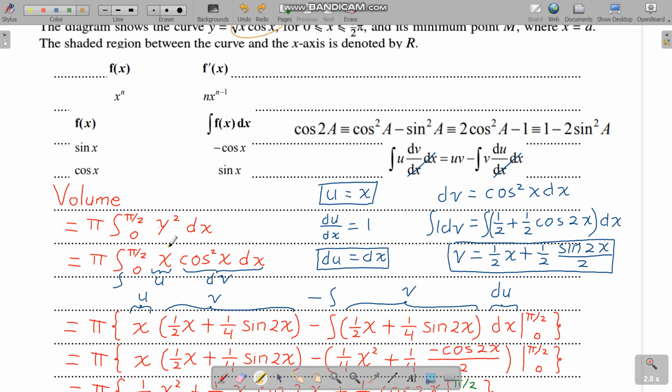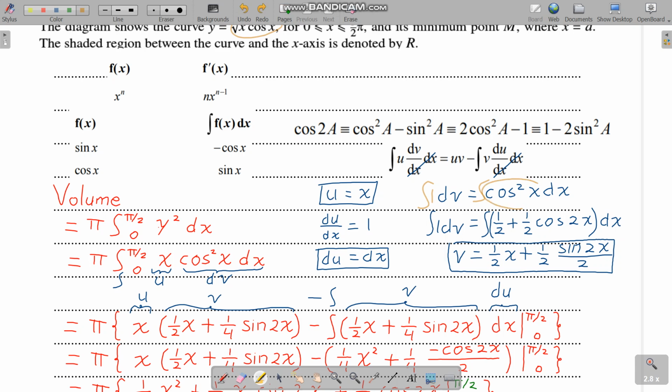First we need to identify the u and the dv. Whenever we have a combination of a polynomial and a trigonometric function, we always set u to be the polynomial. So u is x, which means du/dx, the derivative of x with respect to x, is 1. Multiply both sides by dx, so du equals dx. If this is u, this must be dv, so dv is cos squared x dx. Now we integrate both sides. The integral of 1 dx is x, so the integral of 1 dv is v.